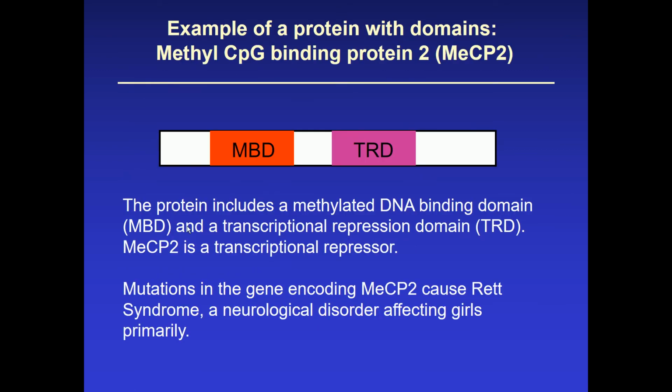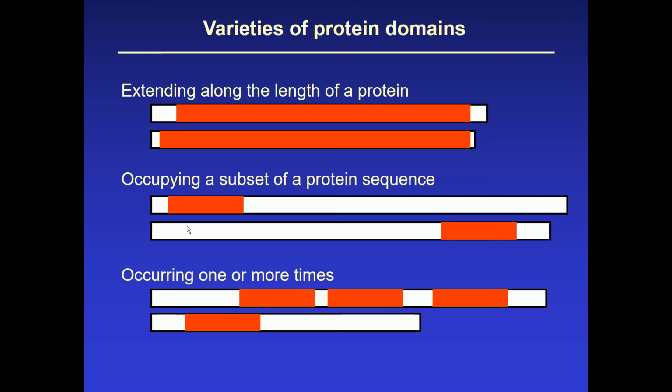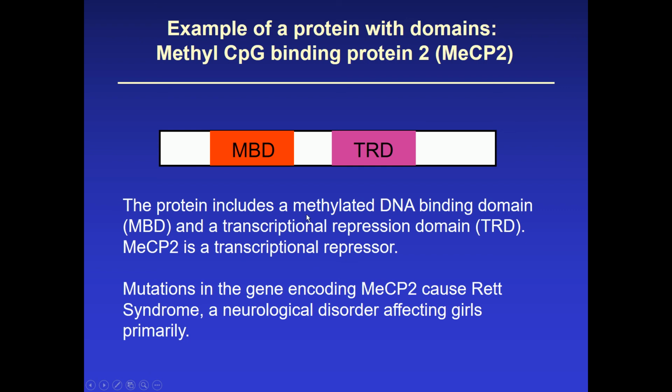These are different regions in the proteins, and they perform some special function. Here in this slide you can see these red parts. These are all domains. You can see in this protein it has such a big domain, extending along the length of the protein. There can be domains which are a little shorter also, and a domain can occur one or more times. Here is an example of a protein which has 2 domains. The protein is called methyl CpG binding protein. It has an MBD domain and a TRD domain.